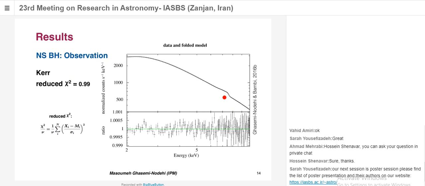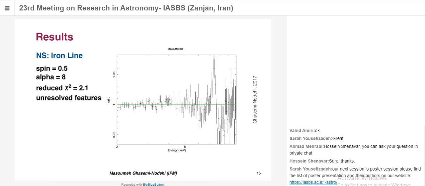The iron line that I'm talking about here is a feature in the spectra. This iron line is here. For the neutron star iron line, we see for spin 0.5 and alpha 8, the reduced chi-square is 2.1, and there are unresolved features.